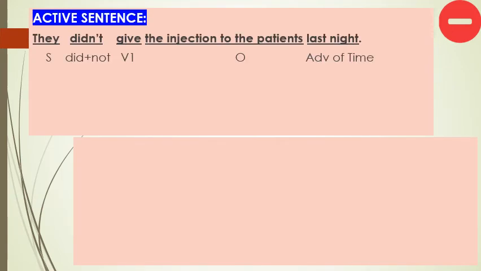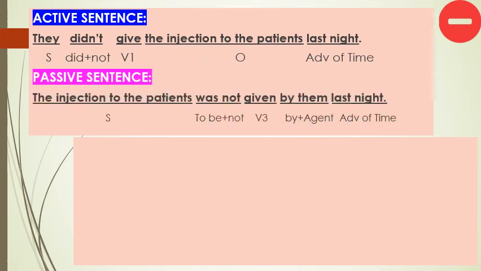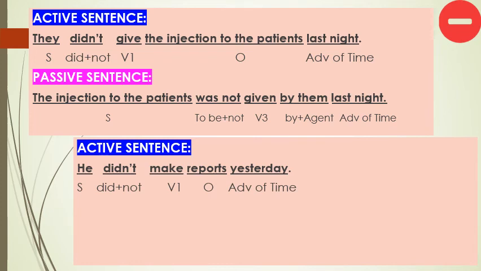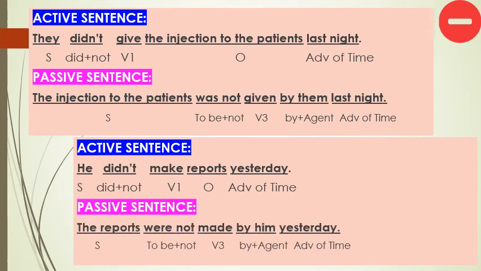Okay, now look at the examples. They didn't give the injection to the patients last night. The injection to the patients was not given by them last night. He didn't make reports yesterday. And here it becomes the reports were not made by him yesterday.